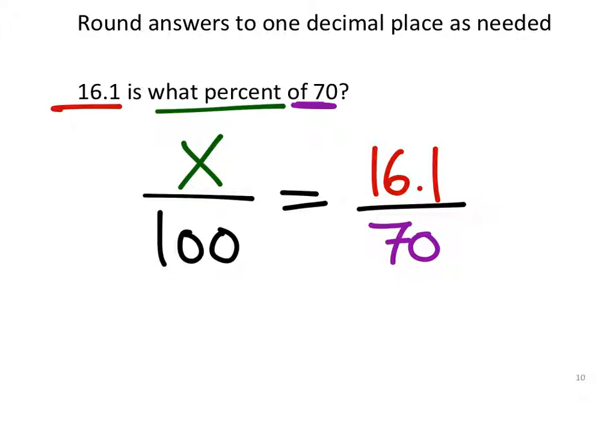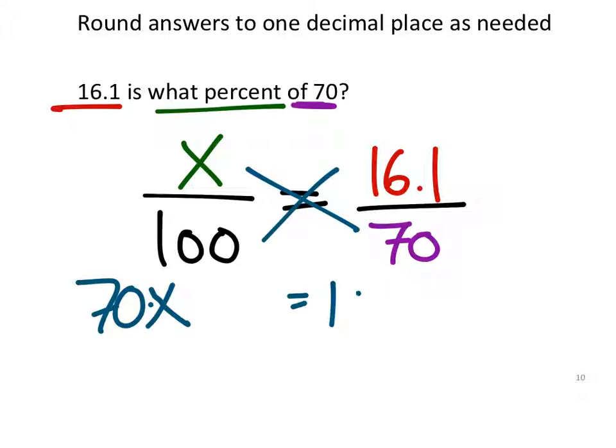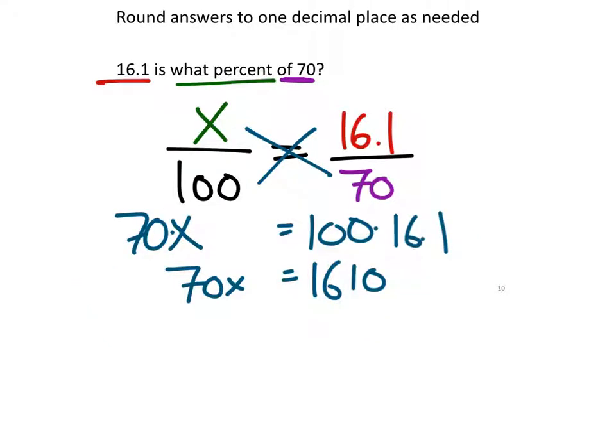Let's do it. So I'm going to cross multiply this x and 70. I'm going to write it as 70x just because that's the way that we're used to seeing it. And this should equal the other cross, 100 times 16.1. Next up, we don't want 70x's, we want one of them. So we're going to divide both sides by 70. And that gives us the 1x.